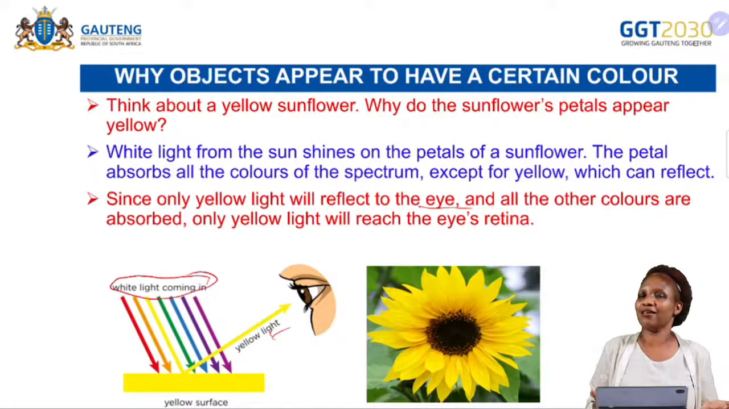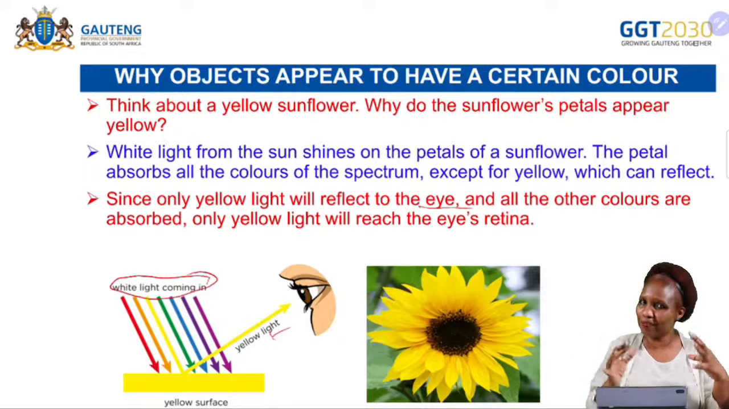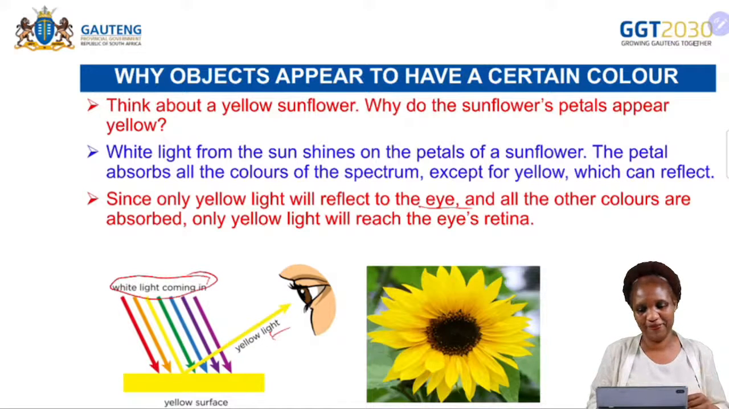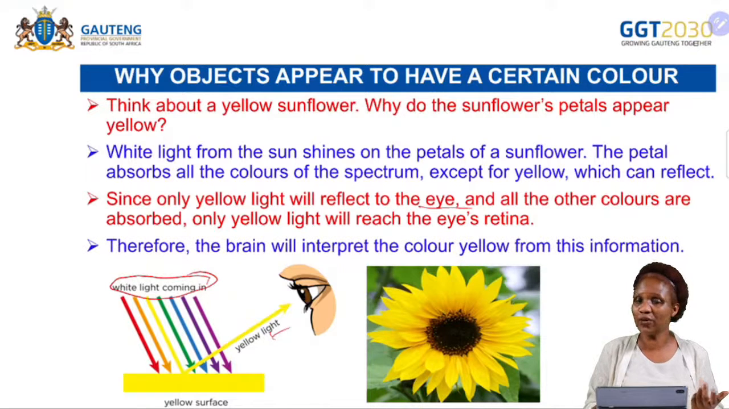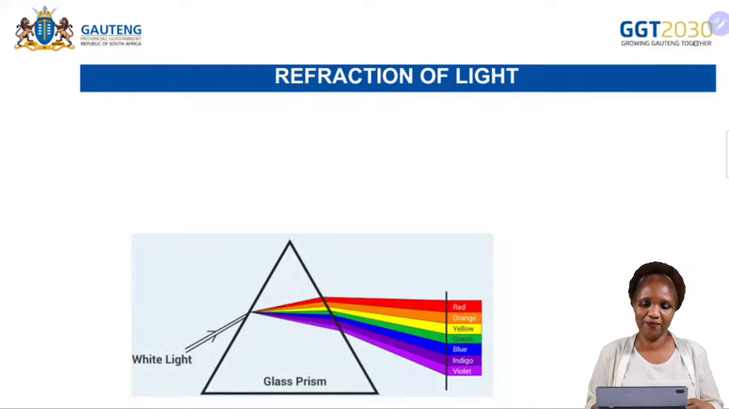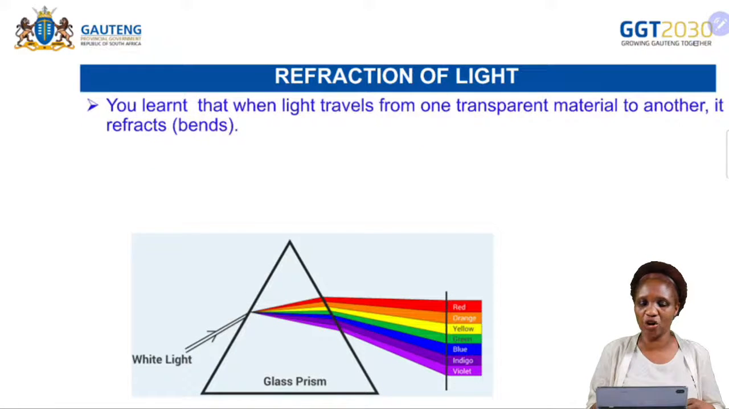And what about the other colors of the spectrum? They will be absorbed. Okay. Interesting, isn't it? Therefore, the brain will interpret the color yellow from this information. Okay? And then let's look at refraction of light.